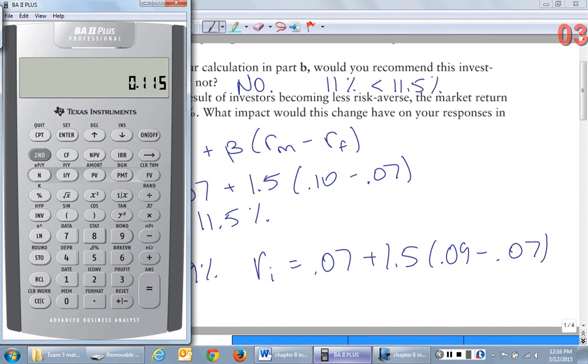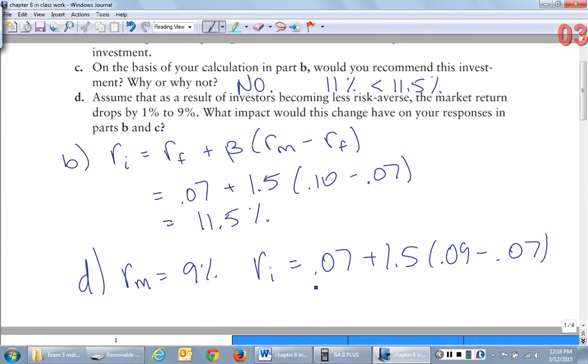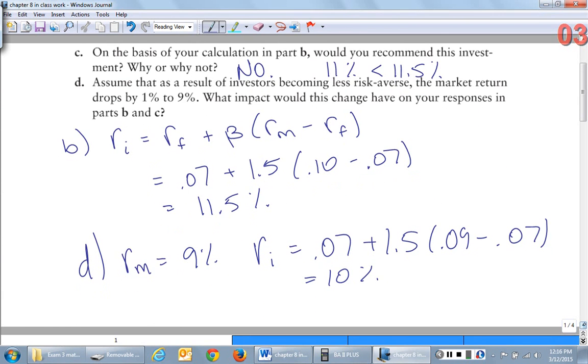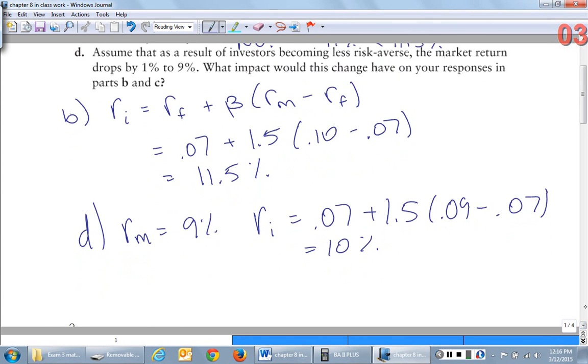We can put this into our calculator. 1.5 times 2% plus 7%. So the new required return on this asset is 10%. So now if we looked at C again, would we recommend this asset? And the answer would be yes. We would recommend this asset because it has an expected return that is greater than or equal to the required return.